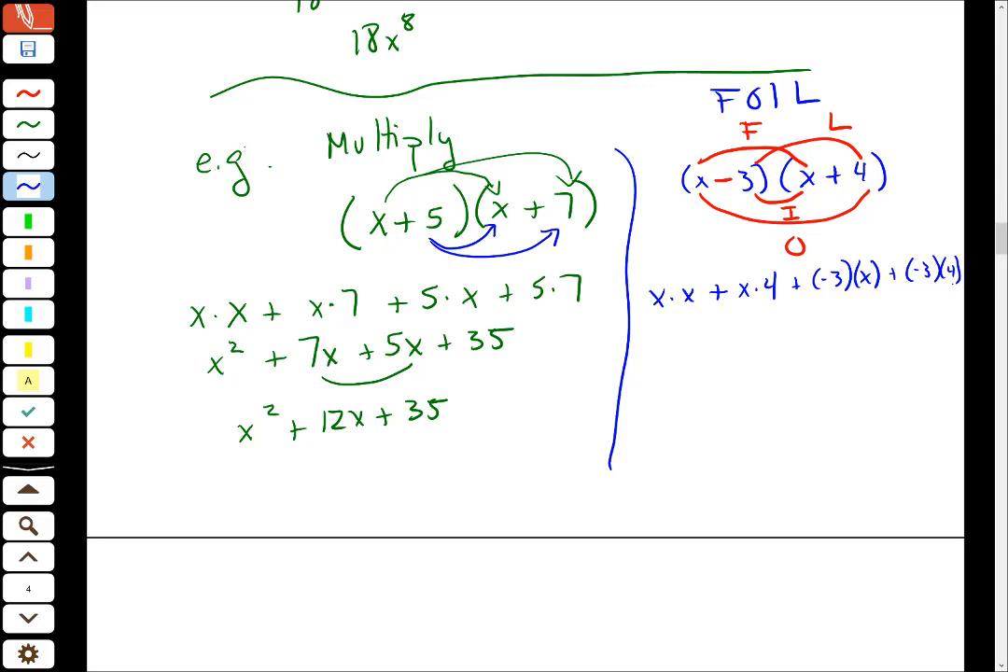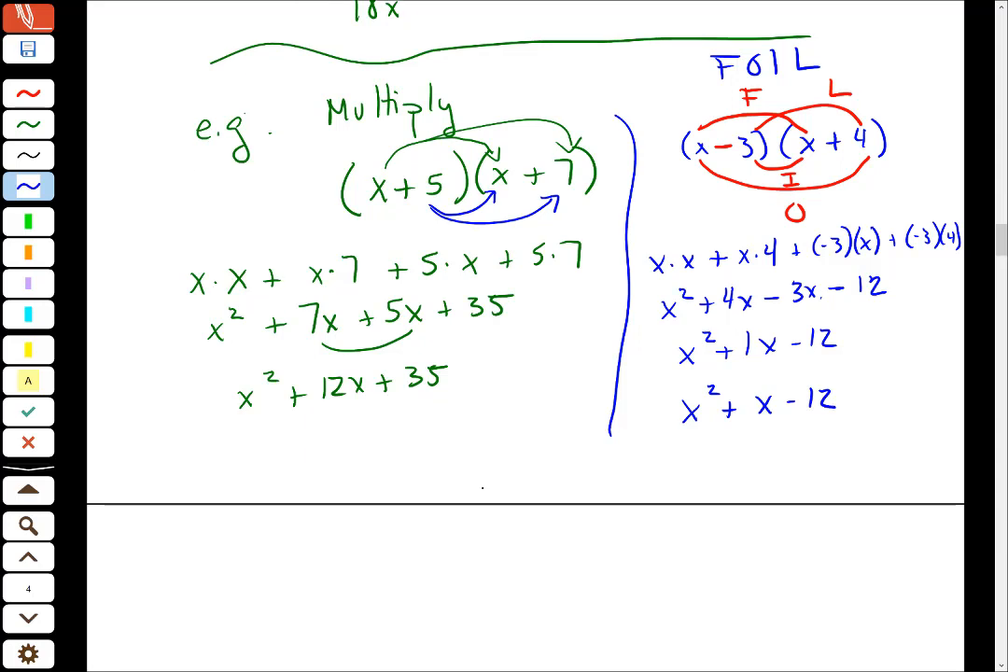Don't lose that negative. X times x is x squared. 4x minus 3x, or you can write a plus negative 3x, but I usually write a minus 3x because it's simpler. And I'm lazy. And a plus negative 12 is the same thing as minus 12. And then again, I'm going to add like terms together. 4x minus 3x should be 1x. X squared plus 1x minus 12, which normally people will write just as x squared plus x minus 12.